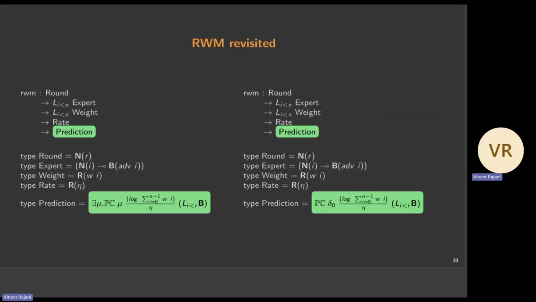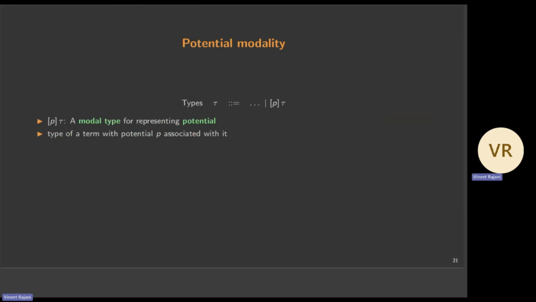Now this is great because it drastically simplifies the verification effort, which is key to verification of such real-world machine learning algorithms. Next, to reason with potentials, we introduce a new modality that allows you to attach potential to types, denoted using this bracket construct here. We enter this modality with two operations, namely store and release, which is what allows you to pay for the cost using potentials.